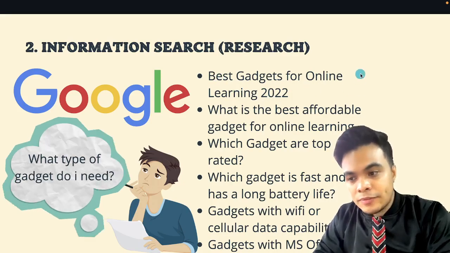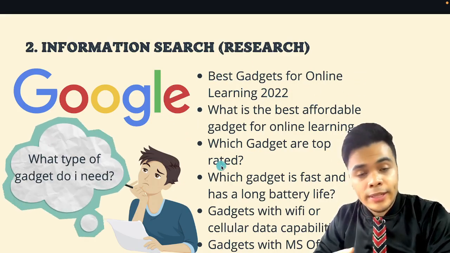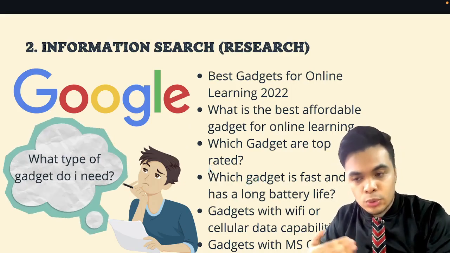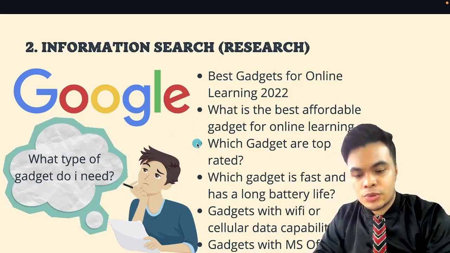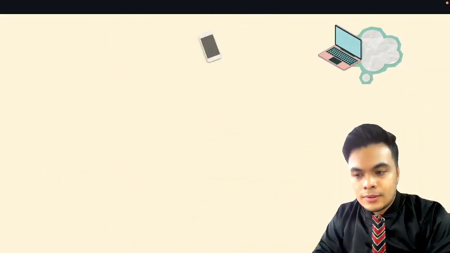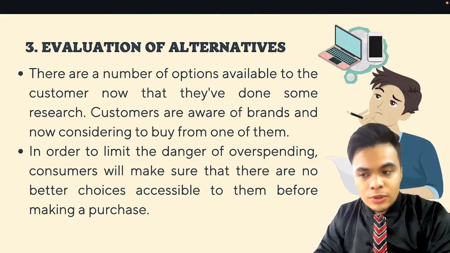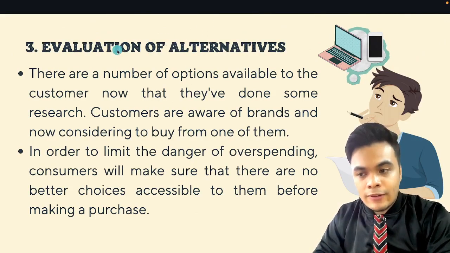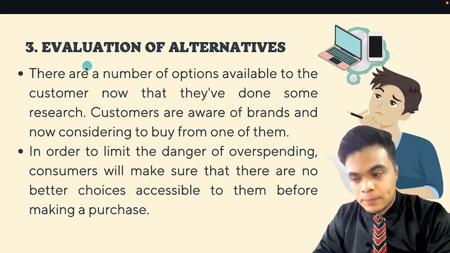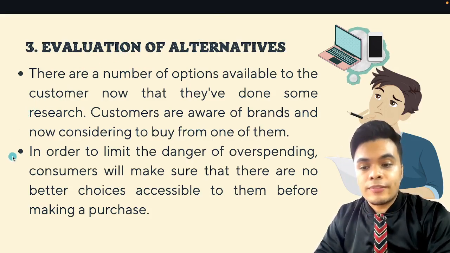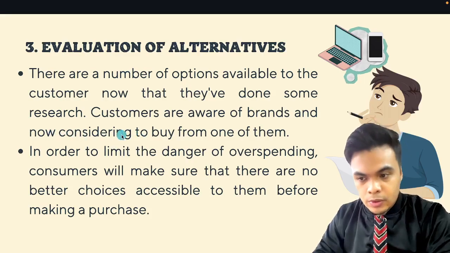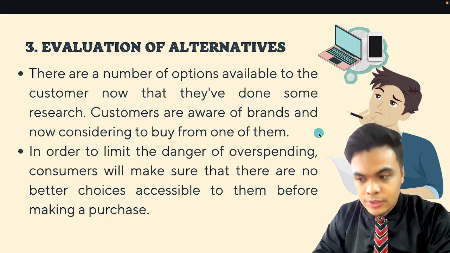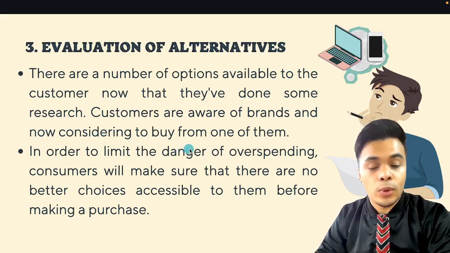Diba? By doing these researches, you are already adding knowledge dun sa stock knowledge mo pa. So, more information will be learned by the consumer. Ayan, yung information search natin. So, step 3 natin, after we do our research, we now evaluate the alternatives. There are a number of options available to customers now that they've done some research. Customers are aware of the brands and now considering to buy from one of them.